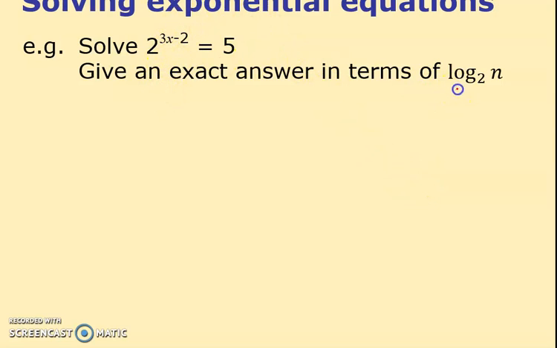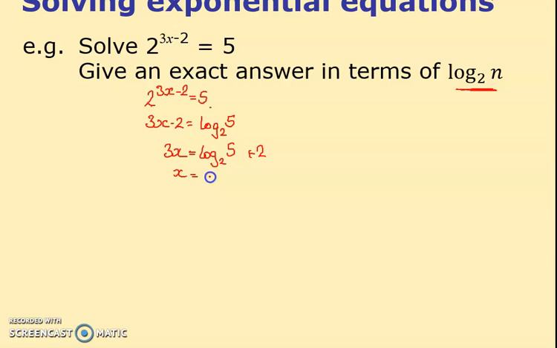Give your answer as an exact answer of log to the base 2 of n. In actual fact, you had to do this properly. You have to do it using the right-hand method of the 2 that I showed you at the start. So the 2 moves over and becomes 3x minus 2, left on its own. And it's log to the base 2 of what's there, 5. Move the 2 over, 3x equals log to the base 2 of 5, and then plus 2 on the end. Divide by 3. Okay then, so log to the base 2 of 5 plus 2, all divided by 3.